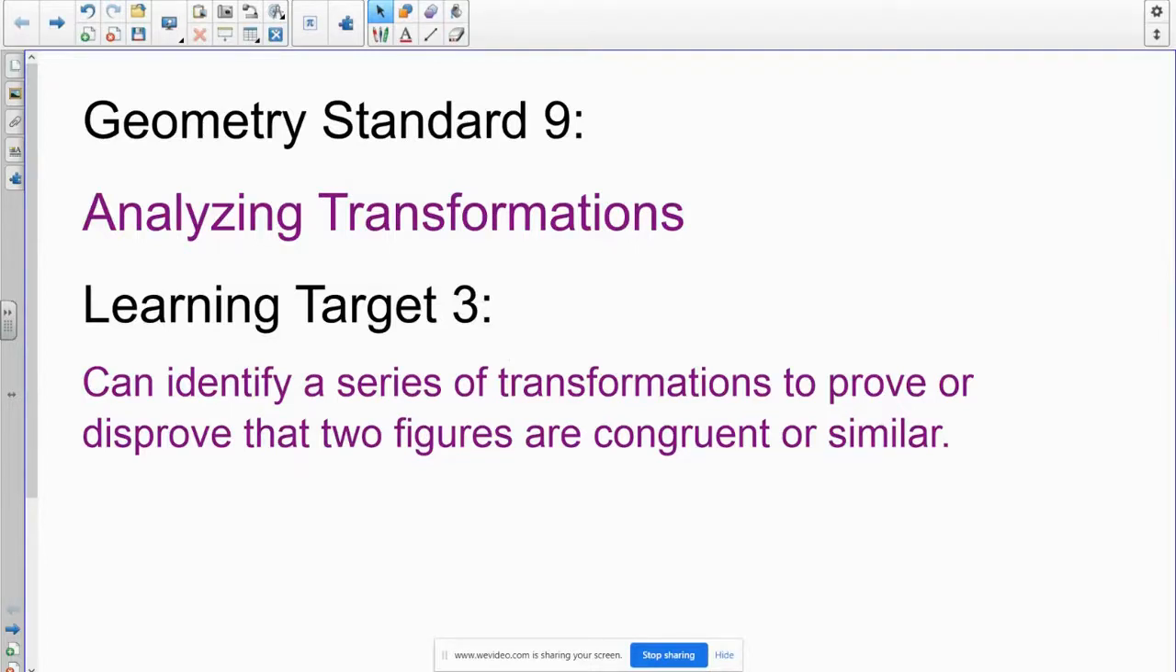Geometry Standard 9. Today we're going to learn about the last learning target in our Standard 9 of analyzing transformations. We are going to be able to, when we're done with this, identify a series of transformations to prove or disprove that two figures are congruent or similar. So the transformations were what we studied in LT1 and 2: reflections, translations, rotations, and dilations. So you're going to be able to prove or identify two of those transformations in one movement, and then determine if they're congruent or similar.